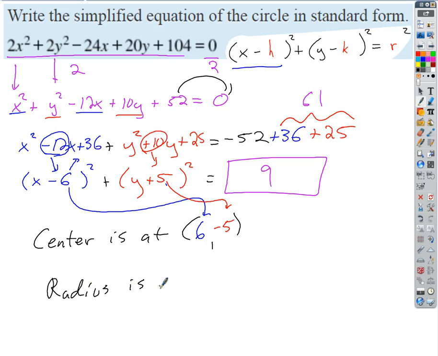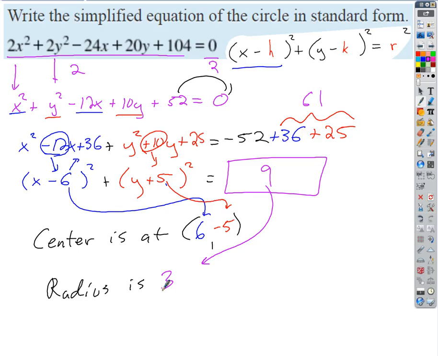And the radius is what? That's r squared is 9, right? So what's r? 3, yeah. Just gotta take the square root of that, right? The radius is 3. Make sense?